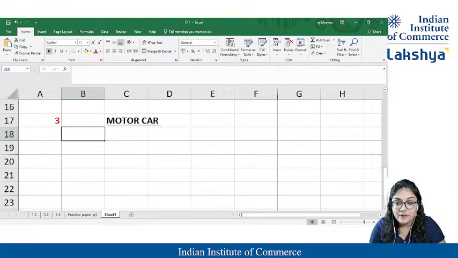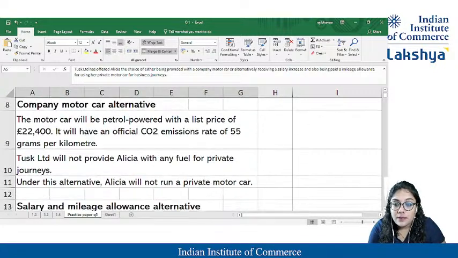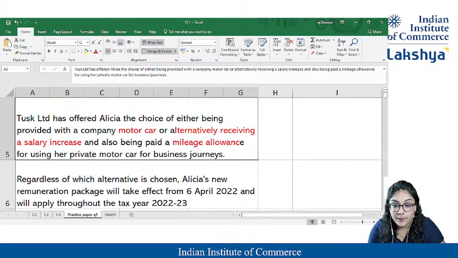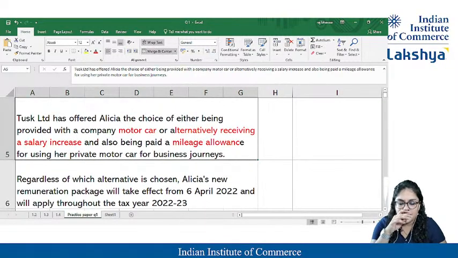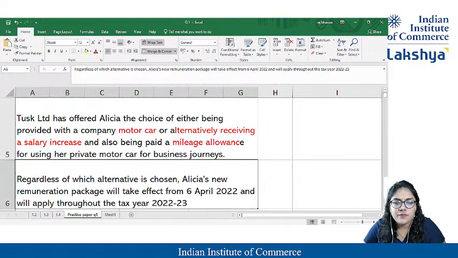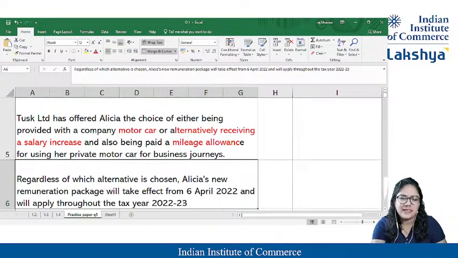when an employer gives a car to an employee, along with that we have to see whether it is a diesel car or a petrol car. So basically it has been provided that it is going to be a petrol car. Regardless of whichever choice she makes, motor car choice, salary choice or mileage choice, Alicia's new remuneration package will start. So that will be for the next year.